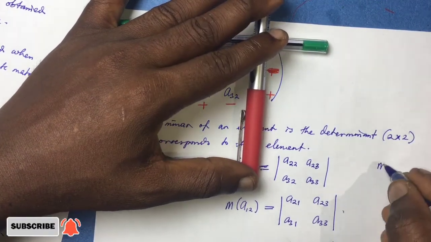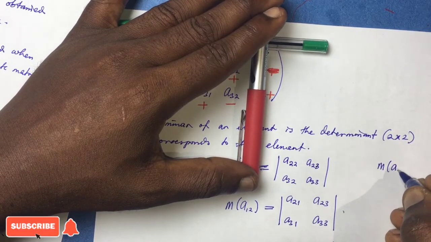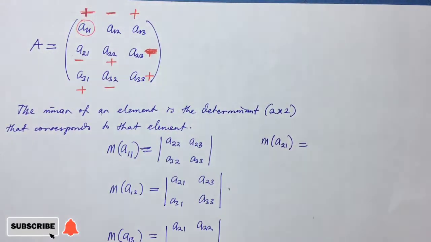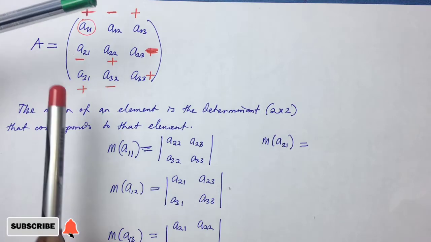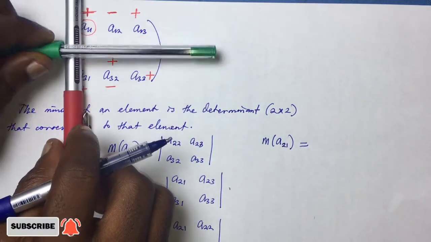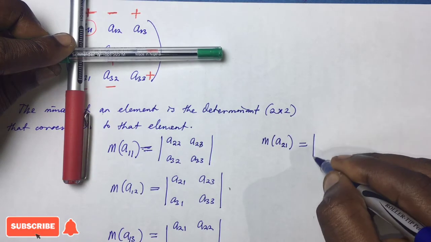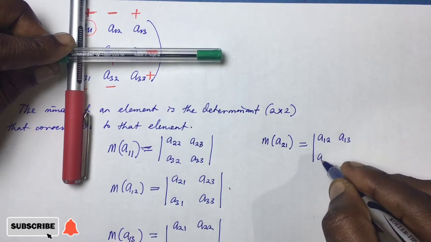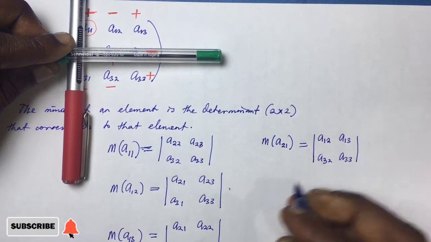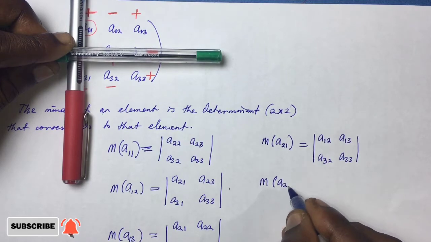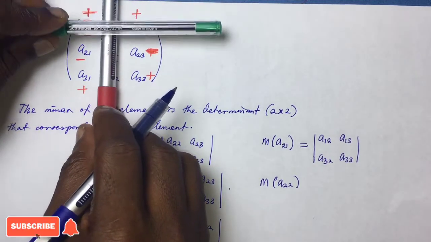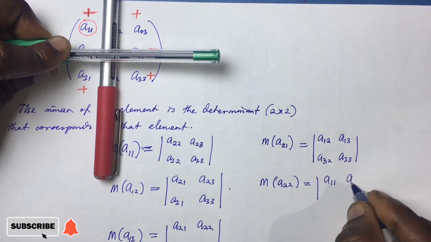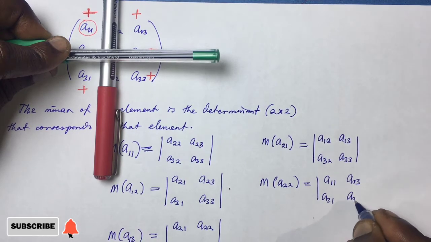So this will now be MA21. The minor MA21 will now be this. So all you have to do to form that is to cross out A21. So if you cross out A21, what are you left with? Take the determinant of what you're left with. That will be A12, A13, A32, A33. If you do that for MA22, you end up having this crossed out. Okay, cross it out. You end up having the determinant of A11, A13, A31, A33.